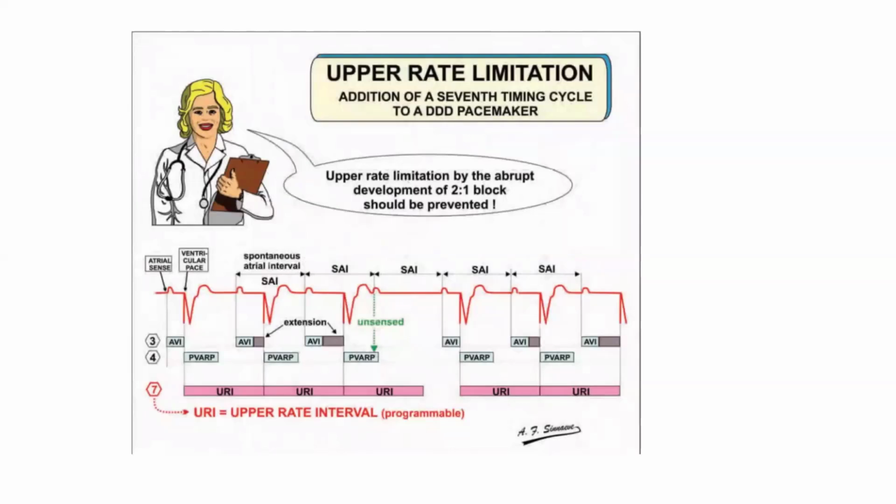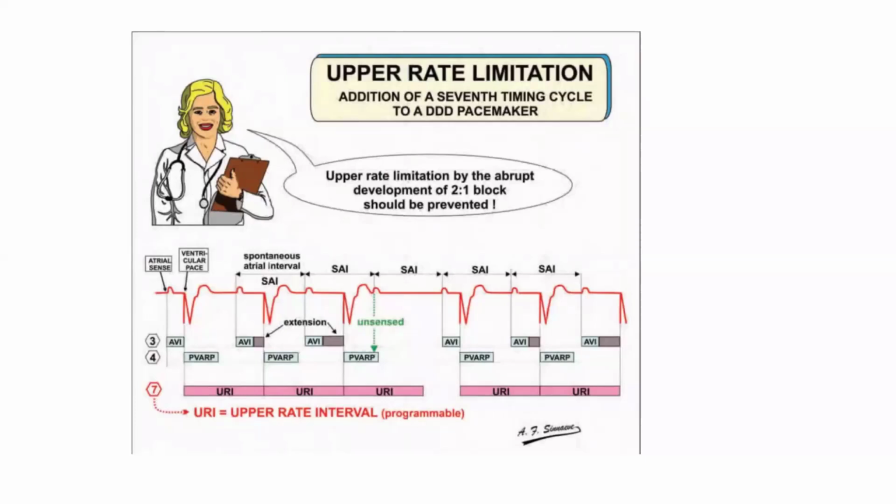To avoid this, I need to program something called the upper rate interval. In our example, we make the AV delay 200, the PVARP 300, and the TARP is 500, and this maximum rate is 120. I can make the device go at a maximum of 110, and I call this 110 the upper rate interval. What is meant by upper rate interval? I tell the device, don't go beyond 110 beats per minute.